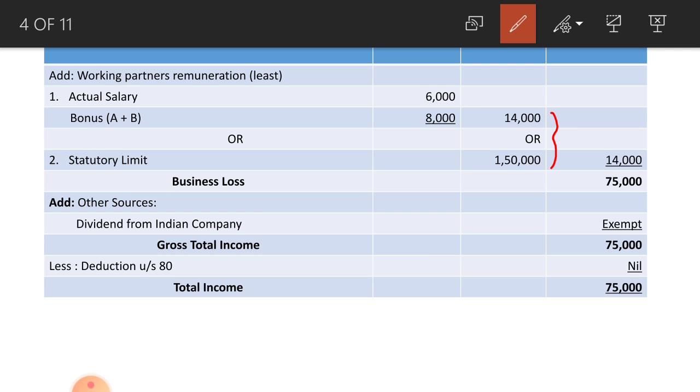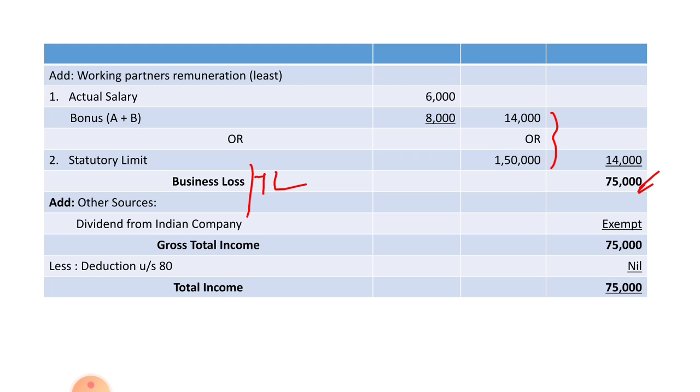Or else you can stop the problem here itself, no need to show this one. Here you can write business loss or total loss or total income, like that you have to write. Okay, this is the total income of the firm.